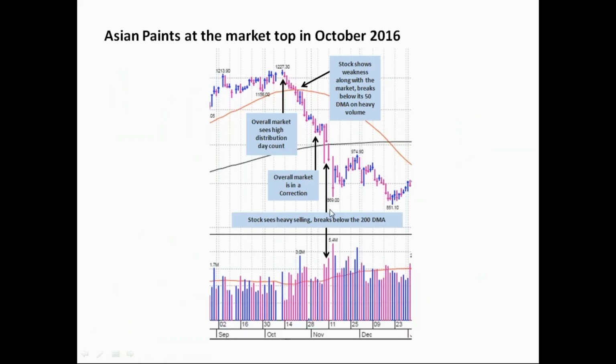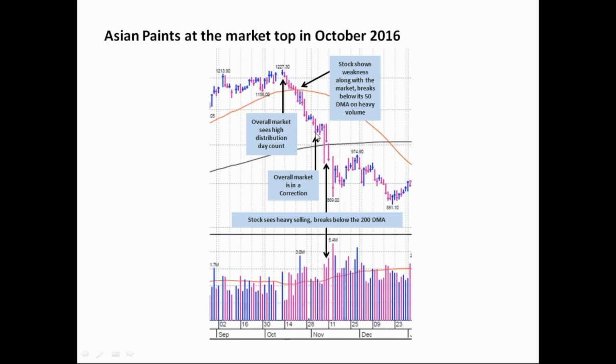So here you can see a little bit of detail about Asian Paints. It made a top in October 2016. Coinciding with that top, the market already had a high distribution day count. And then you see that the stock is starting to show signs of weakness. It breaks below the 50-day moving average with heavy volume. And a few days after that, we moved the market into a correction.